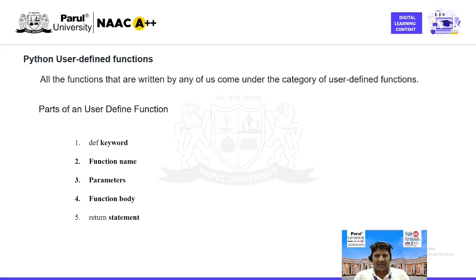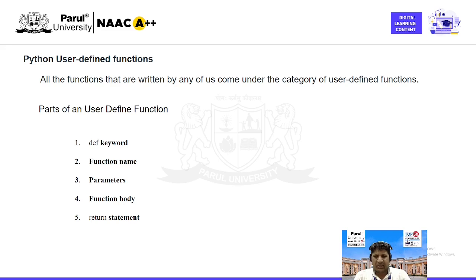All the functions that are written by any of us come under the category of user defined functions. It means whatever function we write, or create, or develop, those functions are known as user defined functions. Any user defined function has different parts.